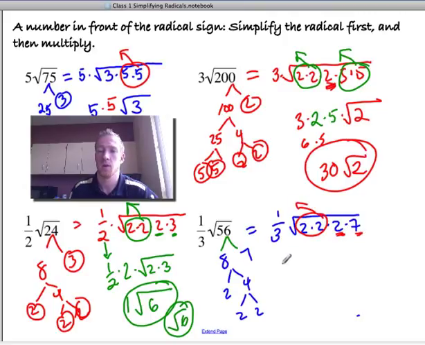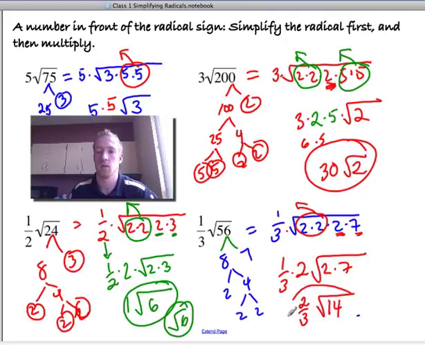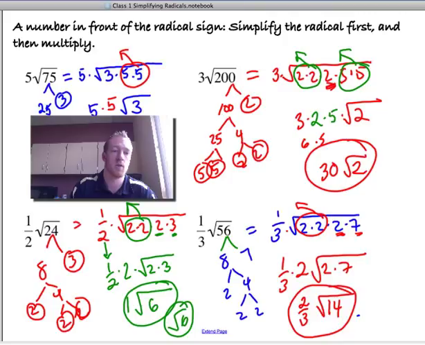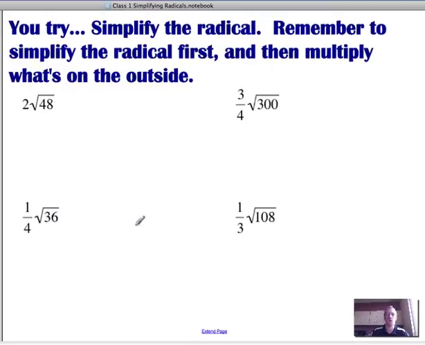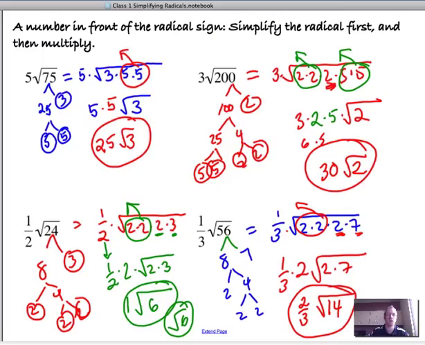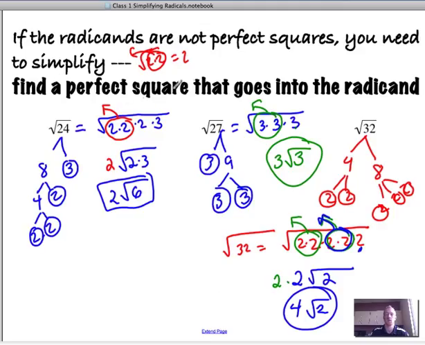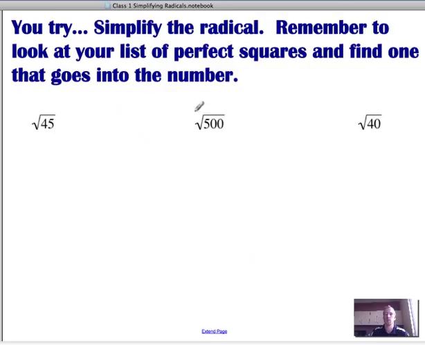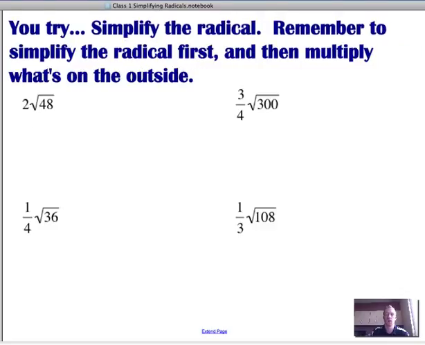That's all I got. So I have 1/3 still being on the outside multiplying, a 2 from this pair here, and I'm left with a 2 times 7 underneath. So 1/3 times 2 is just 2/3, and then root 14. 2 times 7 is 14. All done. So these are your U-tries as well. When you do these problems, which are just like the problems I just did, or 3 problems which are just like the slide before. So here and there are your U-tries.